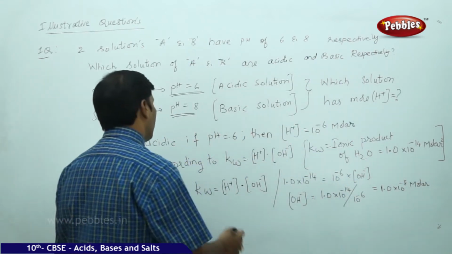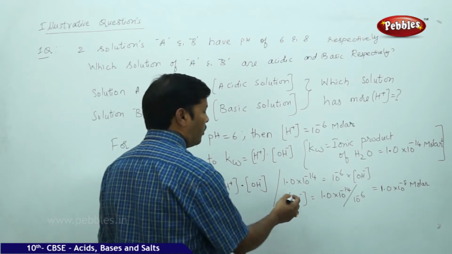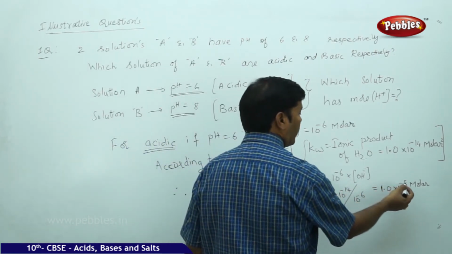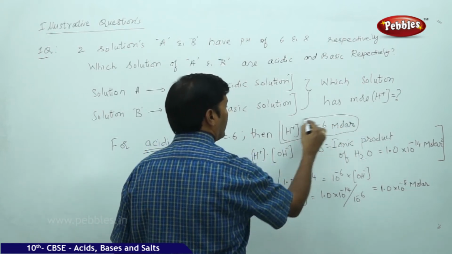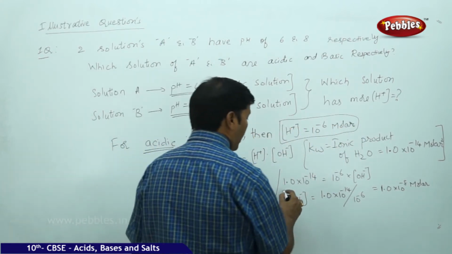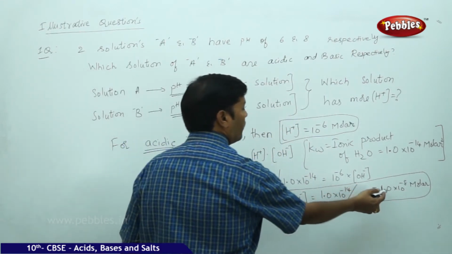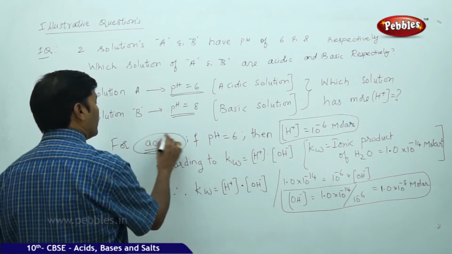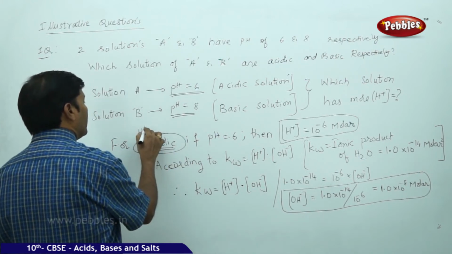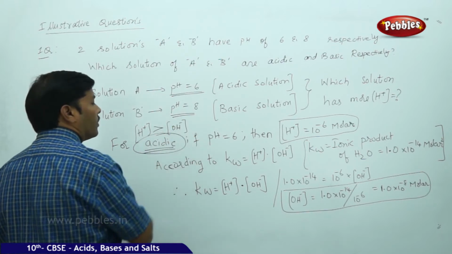That means for the acidic solution, OH minus ion concentration is 10 to the power of minus 8 molar and H plus ion concentration is 10 to the power of minus 6 molar. 10 to the power of minus 8 molar is less than 10 to the power of minus 6 molar. So for the acidic solution, H plus ion concentration is greater than OH minus ion concentration.